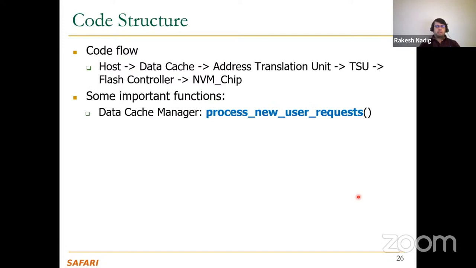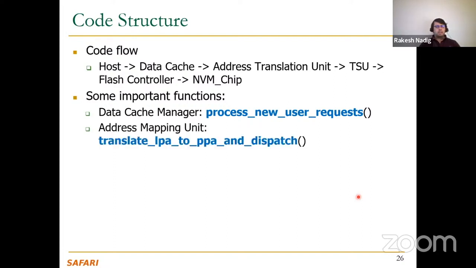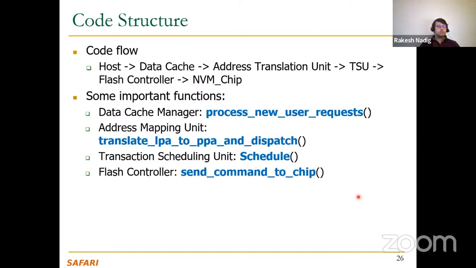Some of the important functions that we need to look at: for the data cache manager, we need to look at process new user requests. For the address mapping unit, we need to look at the translate LPA to PPA and dispatch function. For the transaction scheduling unit, you need to look at the schedule function. And from the flash controller, we need to see the send command to chip function, for understanding how the code works in each of these components. So this is about the code structure. I'm sure there is a lot of code there to understand and read, but this is just a brief introduction to the important functions that we need to look at and how the execution flow works.